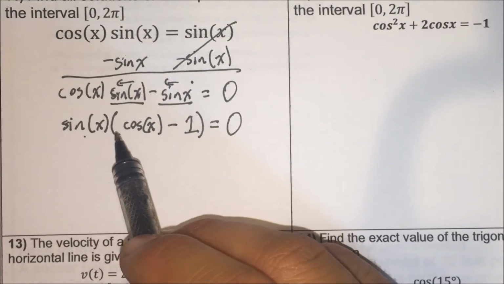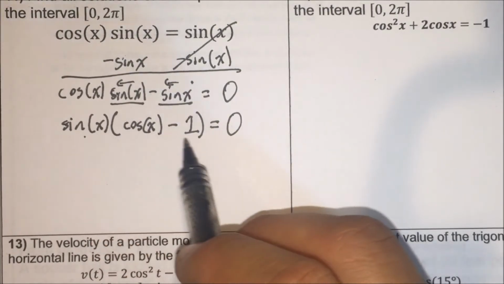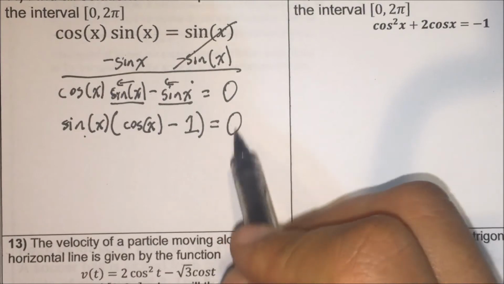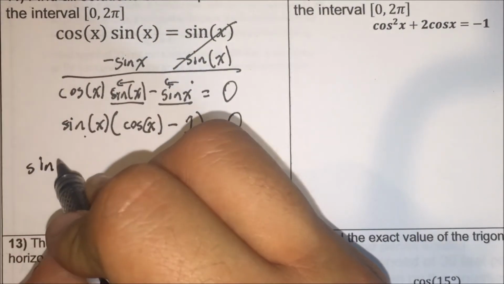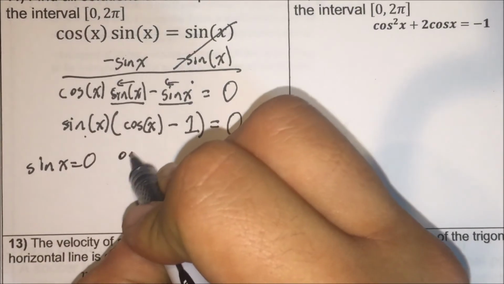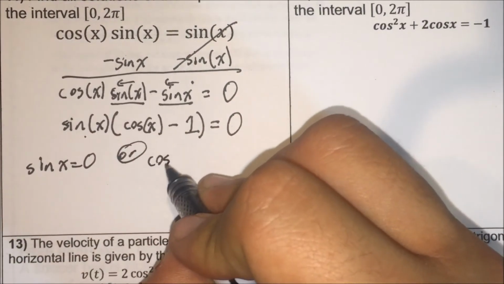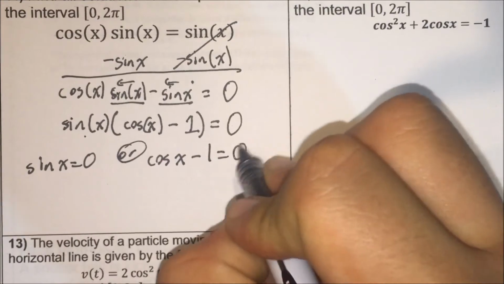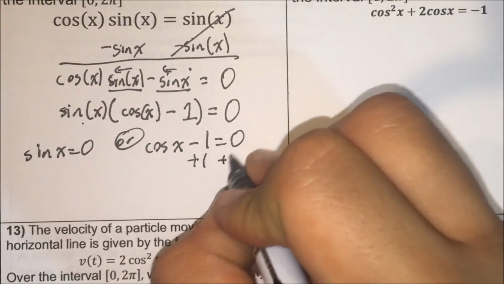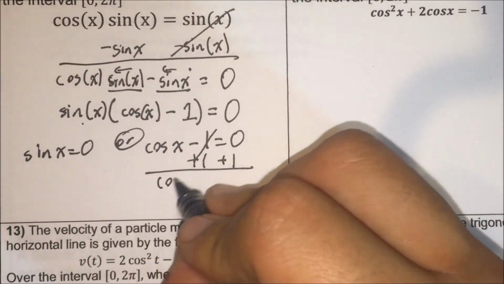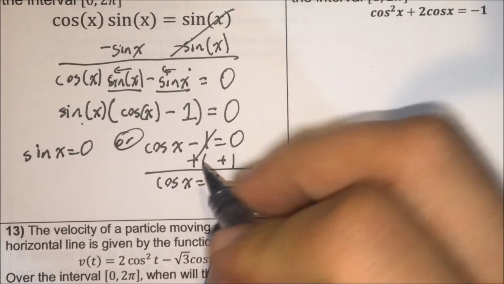Okay. So what that does now is give us two separate versions of the solution here. Because here we have sine x times cosine minus 1, multiplying them together equals 0. So it's either going to be the case that sine x is equal to 0 or cosine x minus 1 is equal to 0. And we want to solve this one to isolate it by itself. So that gives us that cosine x is equal to 1.